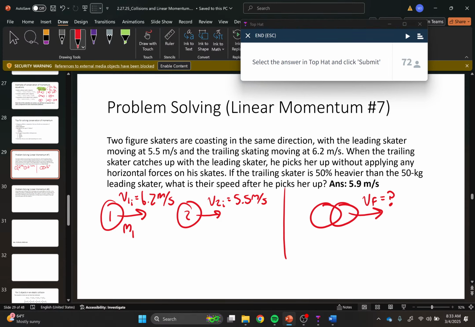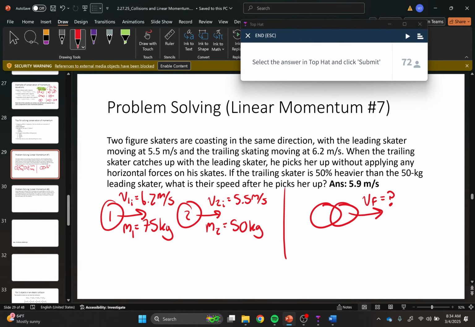What's the mass of person 1? 75. So how did you all get that? I heard 75. I divided 50 by 2 and then added it to 50. So it says the training skater is 50% heavier. That means if you're 50% heavier, you are going to have 50% more mass. Those are directly correlated. Everyone's on the same planet here. So I know I said heavier, but in this context, if you're 50% heavier, you also have 50% more mass because we're both on Earth.